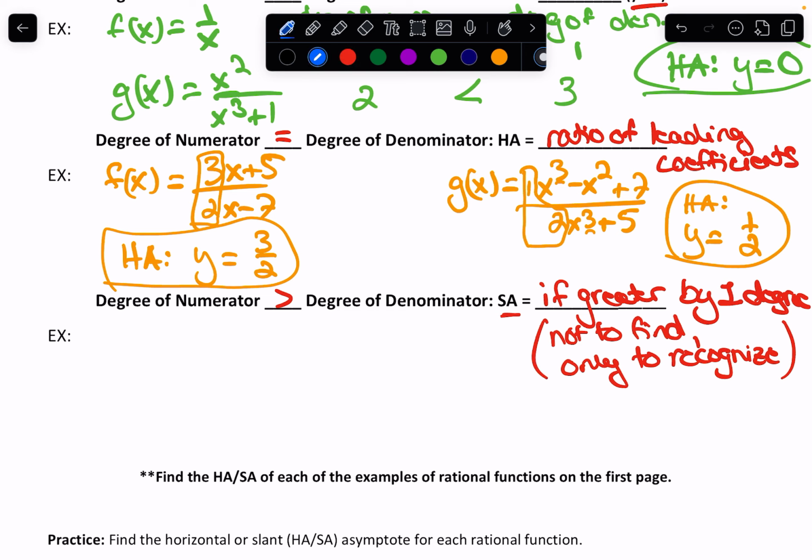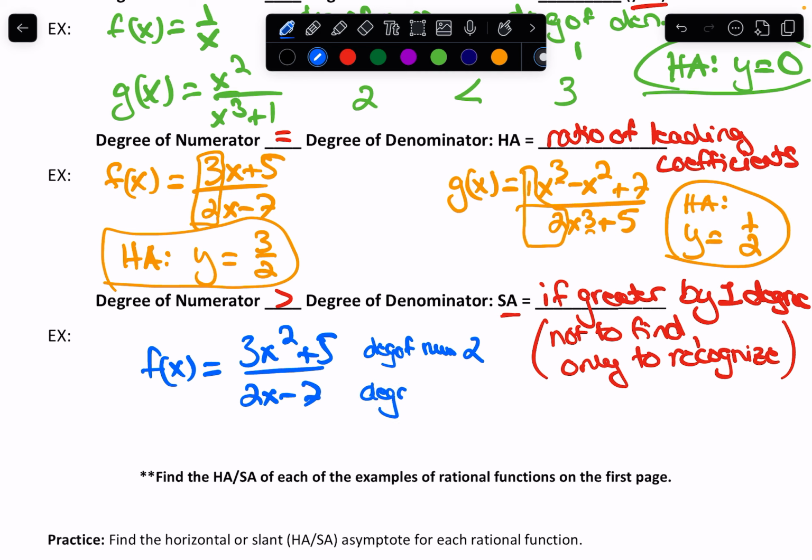So for example, if we have f of x that equals 3x squared plus 5 over 2x minus 7, we see that our degree of numerator is 2 and our degree of denominator is 1. So 2 is greater than 1. And since it is only greater by 1, that means that there is a slant asymptote, and that's it.